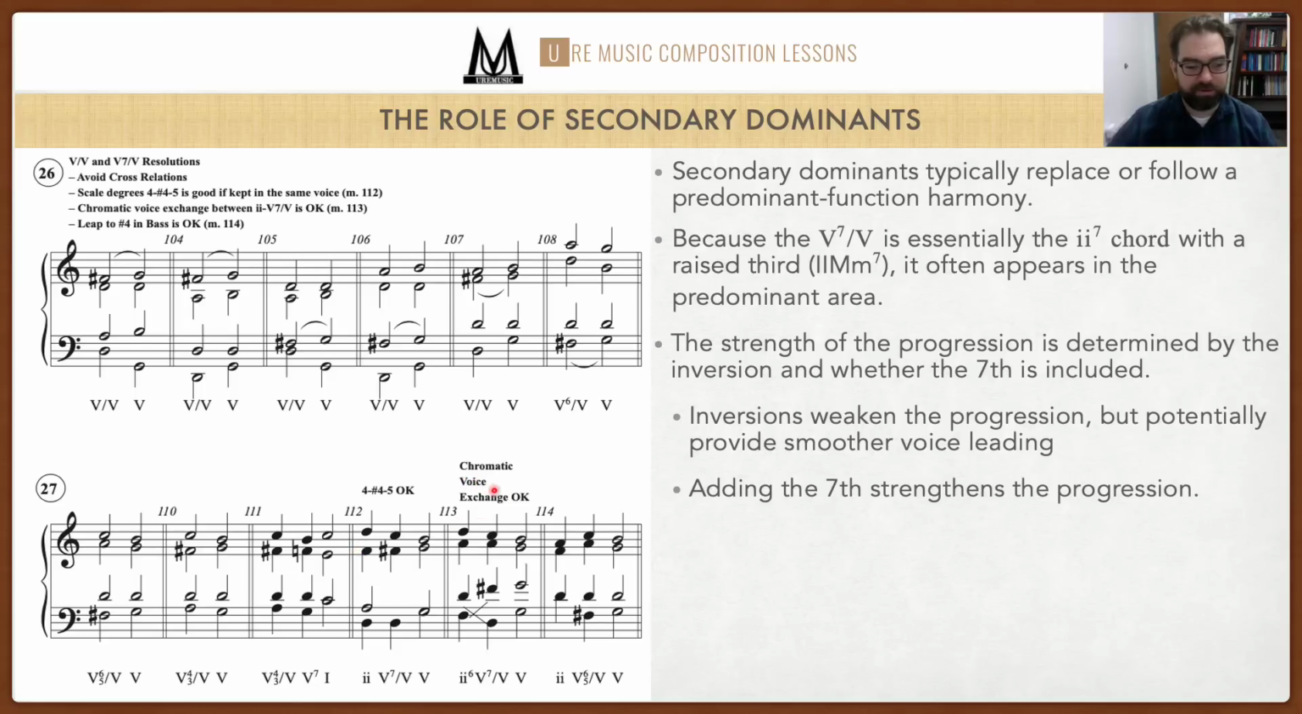Here's an example of a chromatic voice exchange. So the F is exchanging with the F sharp, and the D is exchanging with the D. This is okay because it's a true voice exchange. If it was a cross relation, so the F changed with the F sharp, and the D did not change with the D, that would be less desirable. You'd want to avoid that.